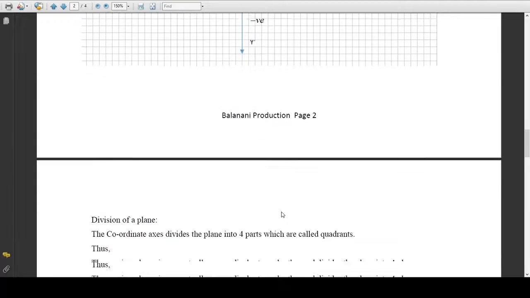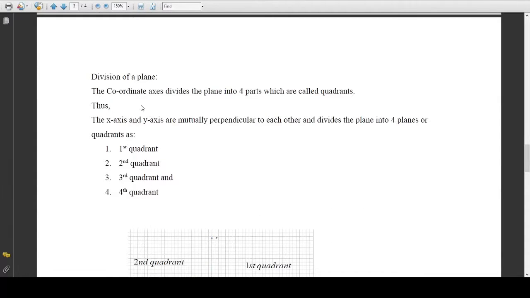Clear? Next, the division of a plane. The coordinate axes divide the plane into 4 parts, which are called quadrants. These two mutually perpendicular axes, the x-axis and the y-axis, divide the plane into 4 parts called quadrants. These quadrants are named the first quadrant, second quadrant, third quadrant, and fourth quadrant.